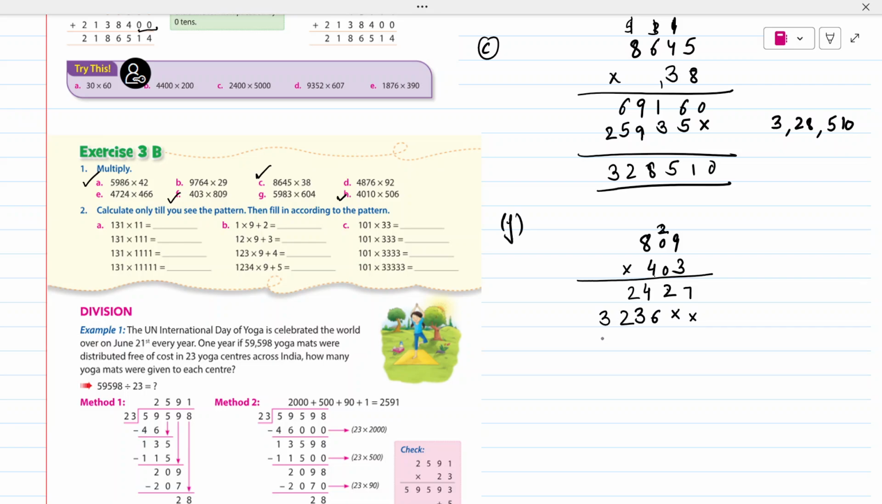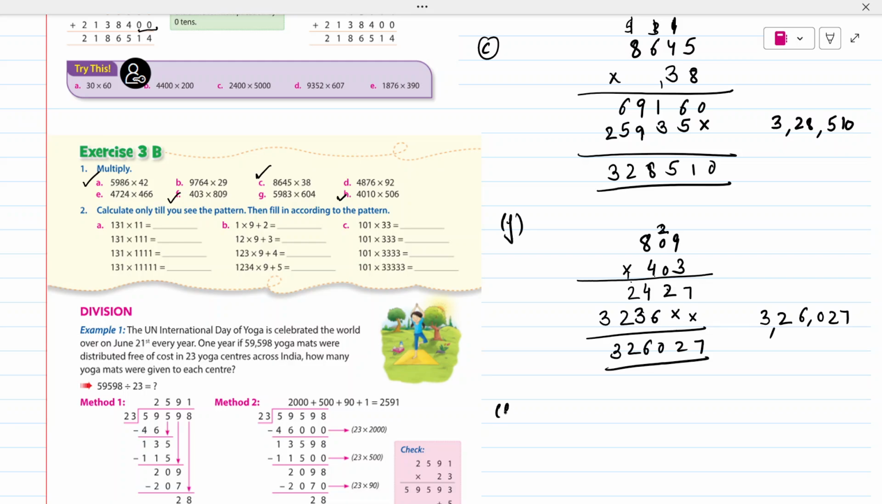Okay. So now let us add these numbers. We have 7, 2, 6 plus 4, 10, 3, 4, 5 and 6 and 3. This is the required product. 326,027 is the answer.